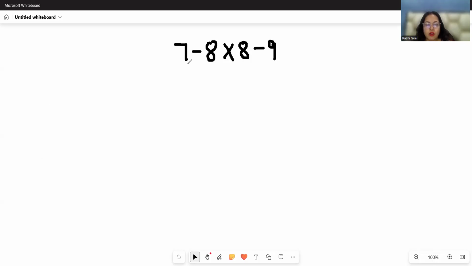So many people solve it like this: 7 minus 8 as minus 1 and 8 minus 9 as minus 1, and minus 1 times minus 1 as 1. This is the incorrect answer. Yes, you heard it right. It's an incorrect answer and incorrect approach.